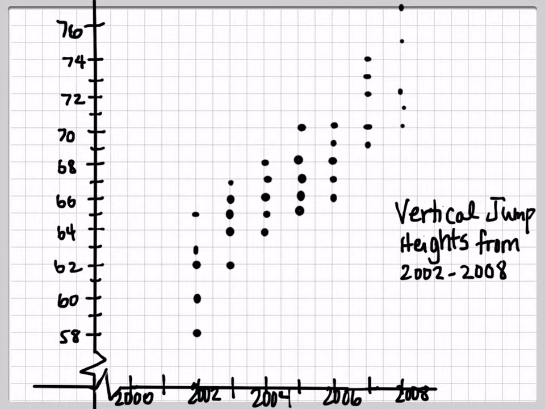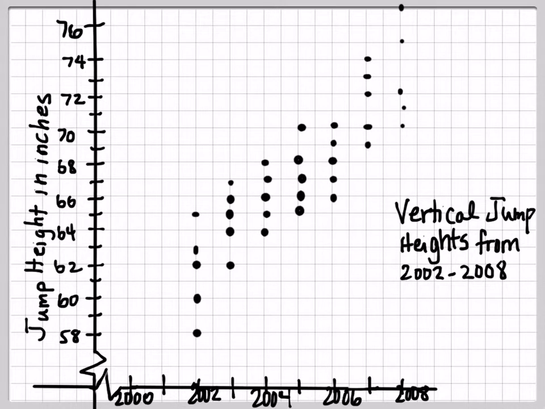I do also need to do one more thing. I need to label that vertical axis. So what is this vertical axis? This is the jump height in inches. All right, vertical jump height in inches. This is what a scatter plot looks like.